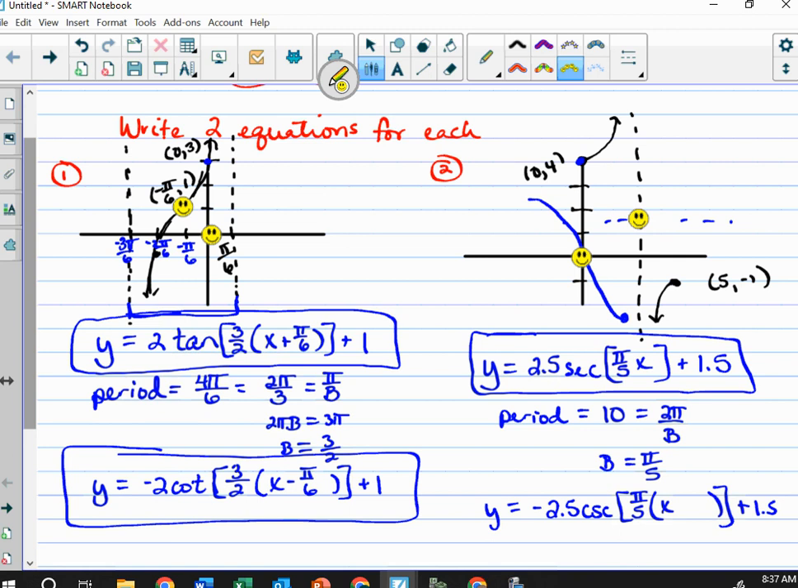The asymptote is always going to be halfway in between. Your midline is always halfway in between your max and min. So what's halfway between 0 and 5? Yeah, 2.5 or 5 halves again. And we're shifting to the right, so what do we actually want to say? Minus.